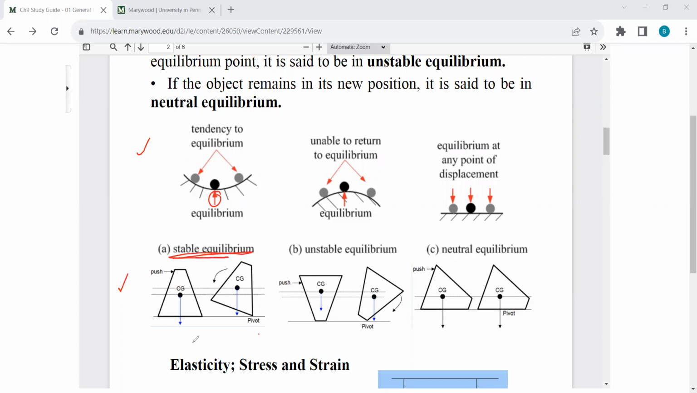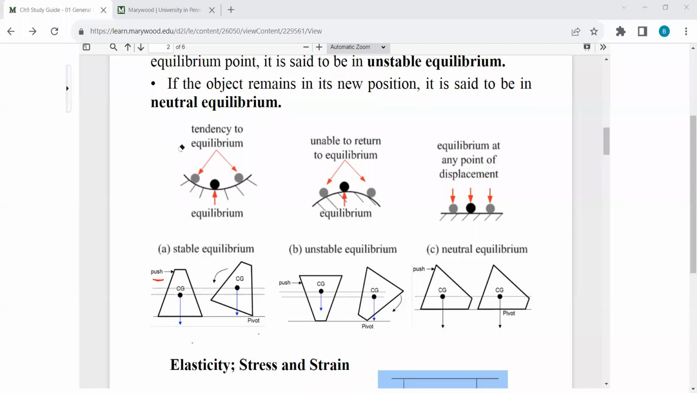Another example is this one. Let's say this object is at rest on this side. Similar to the first problem, if you push it a little bit, you will see that it comes back to its original position. So again, this is stable equilibrium.